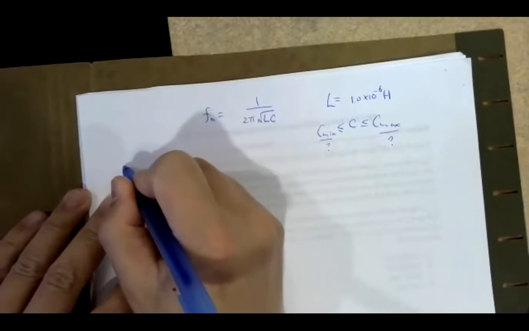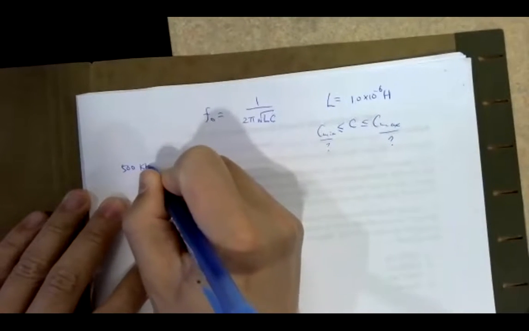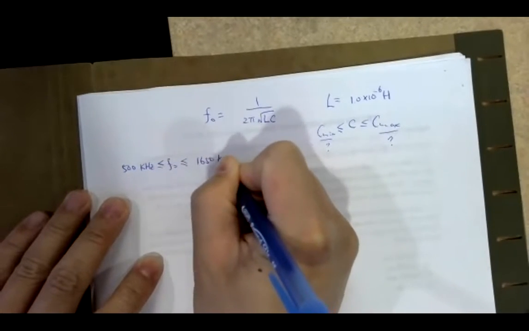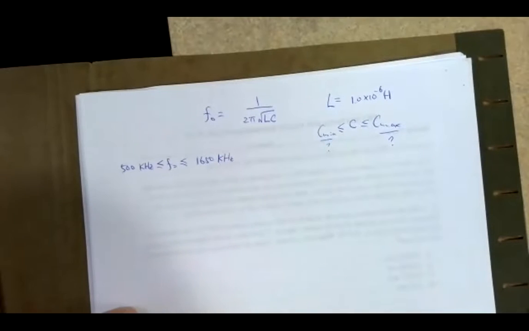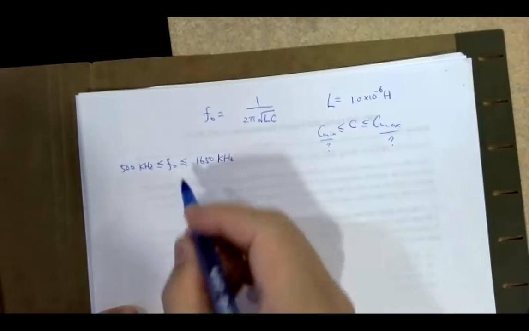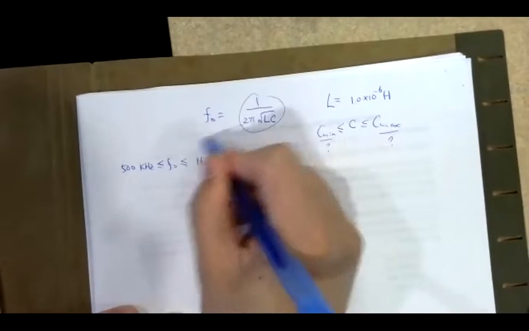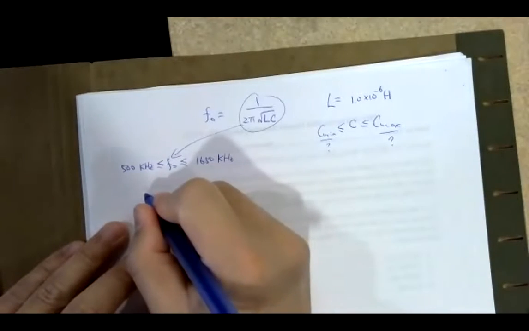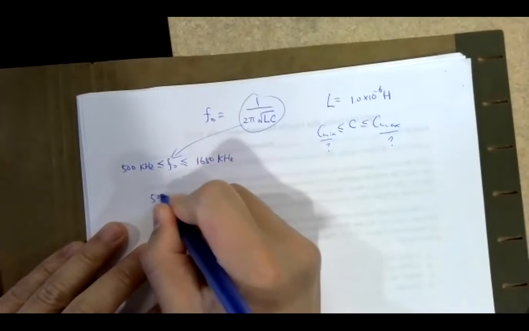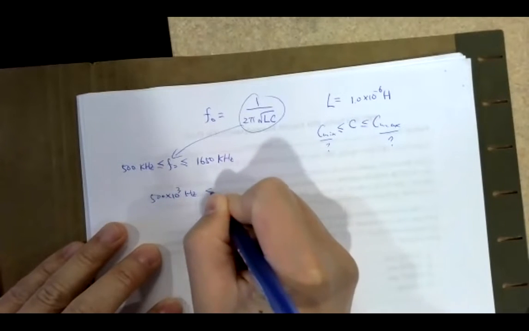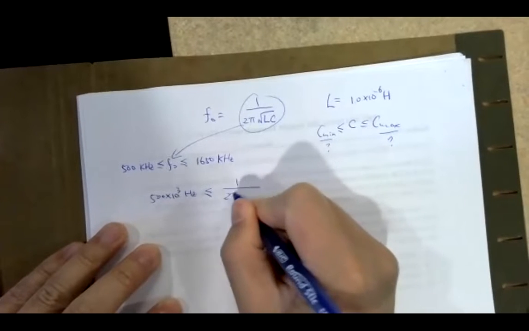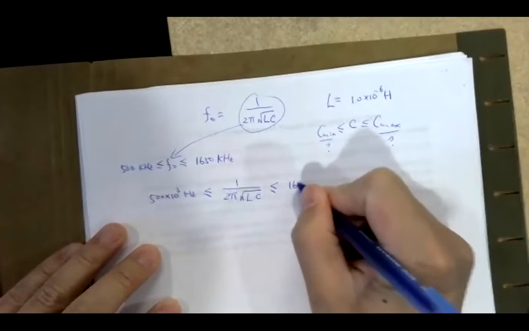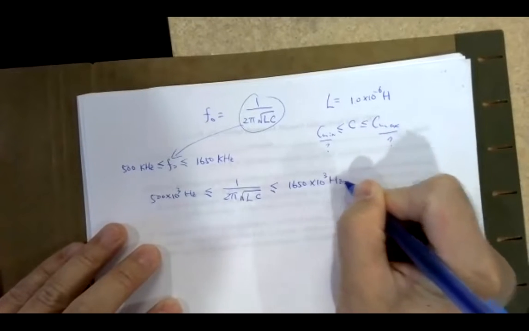You want your resonance frequency to cover the whole range of the AM frequency range, right? So for the frequency range, it says from 500 kilohertz to 1650 kilohertz. So basically this is what you would have. You'll replace your F0 with that, and this is 500 times 10 to the third hertz, less or equal to 1 over 2 pi square root of L times C, less or equal to 1650 times 10 to the third hertz, okay?